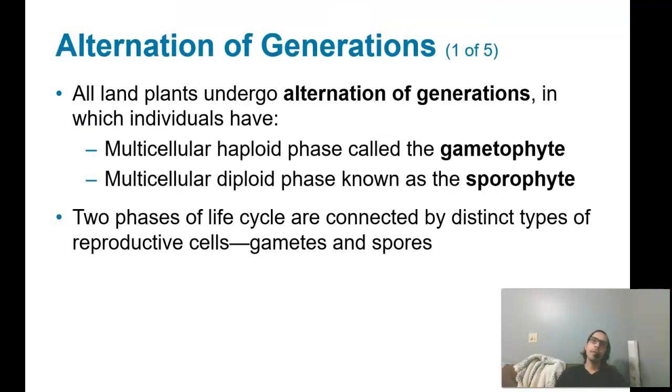So all land plants undergo alternation of generations, where you have a haploid phase, that's the gametophyte, and you have a diploid phase, that's the sporophyte. So these two phases are connected by reproductive cells, like gametes and spores, because the sporophyte produces the spores and the gametophyte produces the gametes.